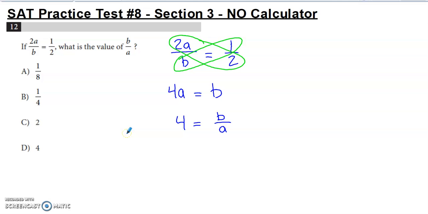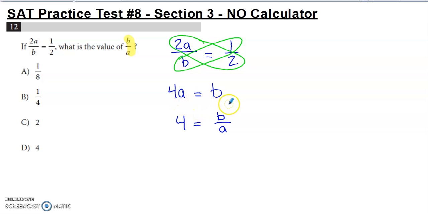My strategy anytime I see something like this is to manipulate the equation until I can get a b over a within it. I'm going to get rid of the fraction first, so I'm basically going to treat this like a proportion. I'm going to cross multiply, which is going to give me 4a is equal to b. And once I've cross multiplied, it's pretty easy, hopefully, to recognize how you're going to get to b divided by a.